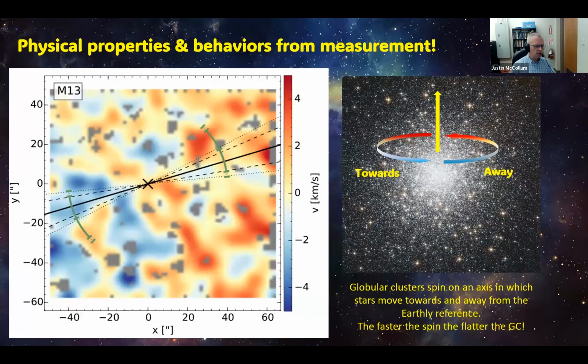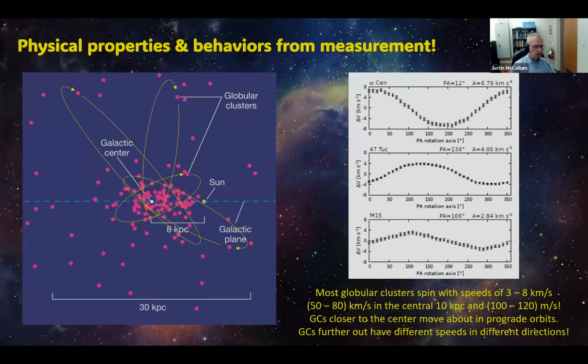Now, we can look at how the stars spin, because globular clusters do spin on their axes. So we see these stars circling towards and away from us, and that can vary between 3 to 8 kilometers per second for the stars that are moving towards us and moving away from us along our line of sight from Earth towards the center of the globular cluster. And most globular clusters spin around 3 to 8 kilometers per second.